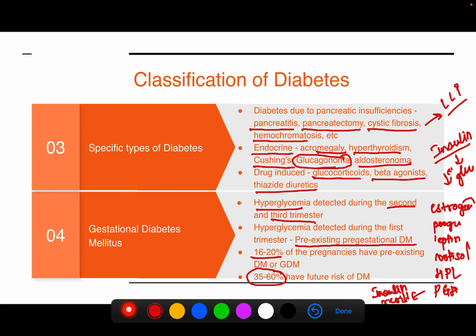Type 1, due to autoimmune antibodies destroying the beta cells of the pancreas, and there is insulin deficiency. Type 2, it started as insulin resistance, but with a vicious cycle it became insulin deficiency. Type 3 are the specific types. It can be due to reduced pancreatic function, removal of the pancreas, endocrine causes, or any medications. Next is gestational diabetes mellitus.